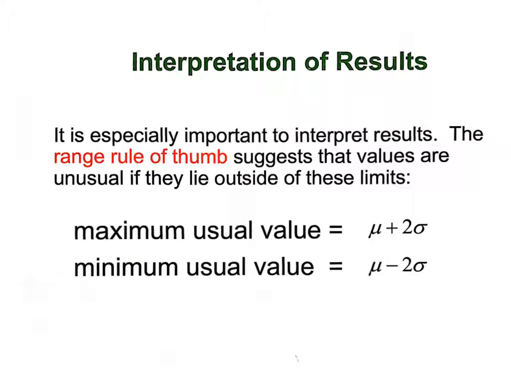All right, how are we going to interpret these things? Same way we always have been. We're going to use the range rule of thumb, which means the usual values will lie within 2 standard deviations of your mean, or your mu. So the maximum usual is mu plus 2 times the standard deviation. The minimum is mu minus 2 times the standard deviation. And that's how we tell if something is usual or unusual based on the range rule of thumb.